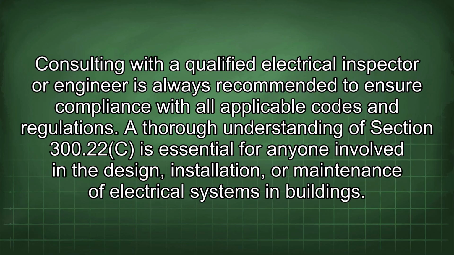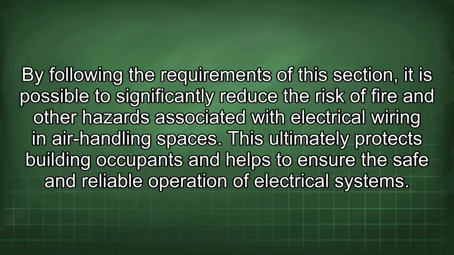A thorough understanding of Section 300.22(C) is essential for anyone involved in the design, installation, or maintenance of electrical systems in buildings. By following the requirements of this section, it is possible to significantly reduce the risk of fire and other hazards associated with electrical wiring in air handling spaces. This ultimately protects building occupants and helps to ensure the safe and reliable operation of electrical systems.